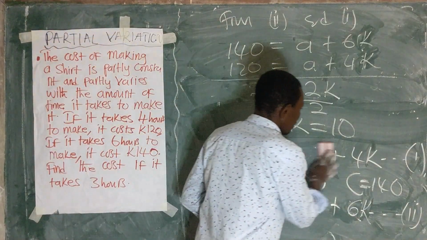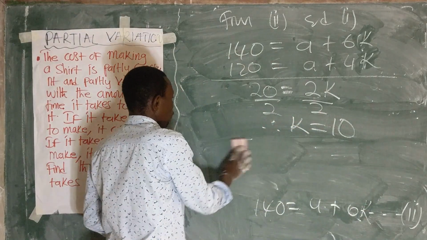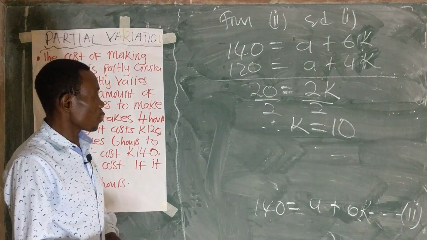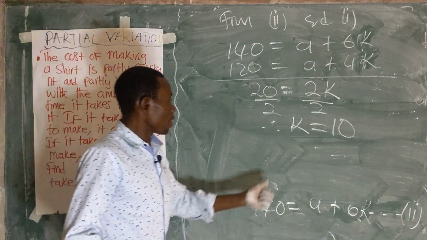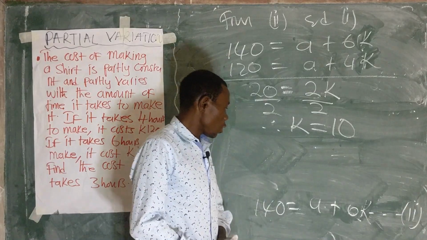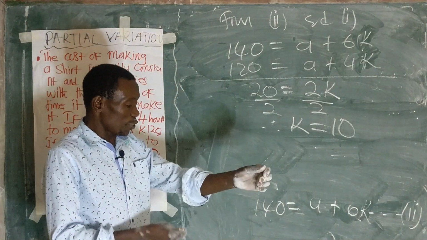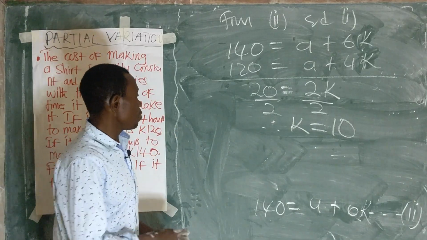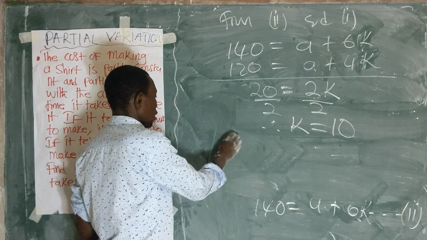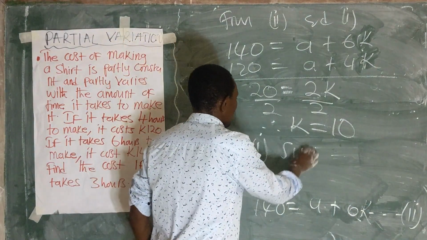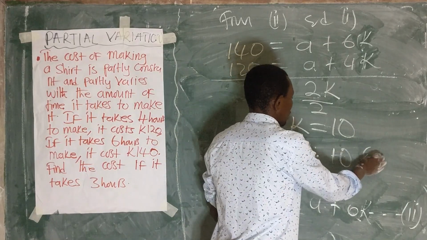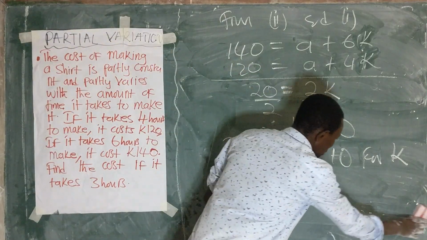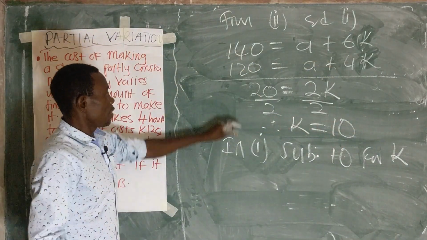But the constant that is just there for every customer who comes to that particular shop is A. Let us also work out that one. So to find the value of A, we can select any one of the two equations and substitute for K, because K here is known as 10. So let me go for equation 1, and substitute 10 for K. This is my equation 1.